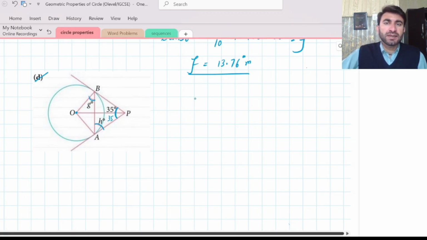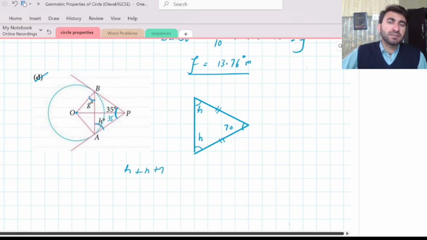So in this triangle, the triangle PAB, we can see the angle at point P, it is 70 degrees, and because we know PB and PA are equal, being the length of two tangents, so these two angles will also be equal. This is H, so the angle over here will also be H. So we can find the value of H by, we know the sum of all angles of a triangle is 180.